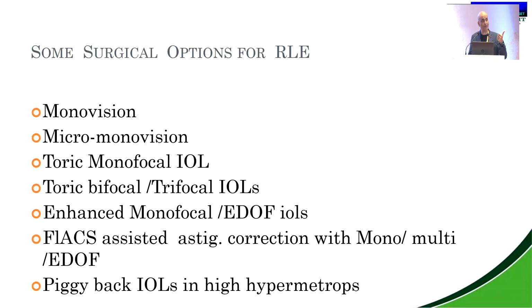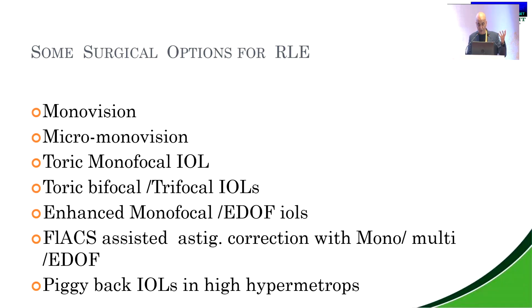There are various innovations. You have a monovision option. You have a micro monovision, a toric monofocal, toric bifocal, trifocal, enhanced monofocals. Now this is, I think, something very unique and very interesting which has happened to our practice, where you're not very sure about the aberrations which the lens may cause the patient. You can go in for an enhanced monofocal with a blended vision of overcorrecting the non-dominant eye by 0.5 diopters.